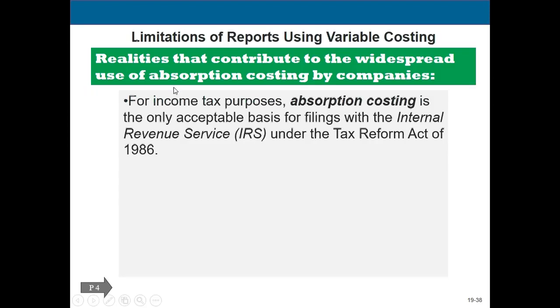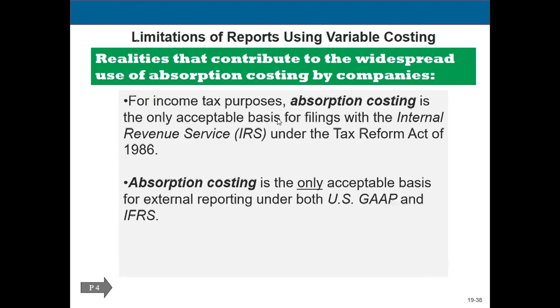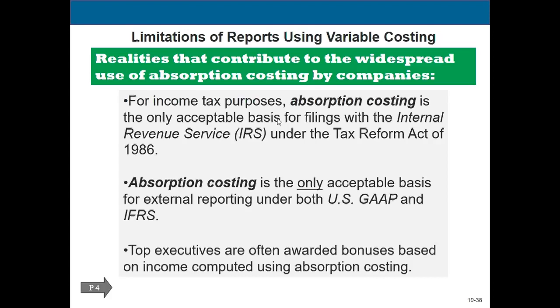Realities that contribute to the widespread use. For income tax purposes, you must use absorption costing. Therefore, a lot of smaller companies don't bother with variable costing, and that's a shame because they're really not evaluating their companies appropriately. Not only that, but absorption costing is the only acceptable basis for reporting under GAAP and under international financial reporting standards. So we've got to run both. Most companies who do variable costing run their books under variable and then convert to absorption costing using that formula that we used a little while ago.